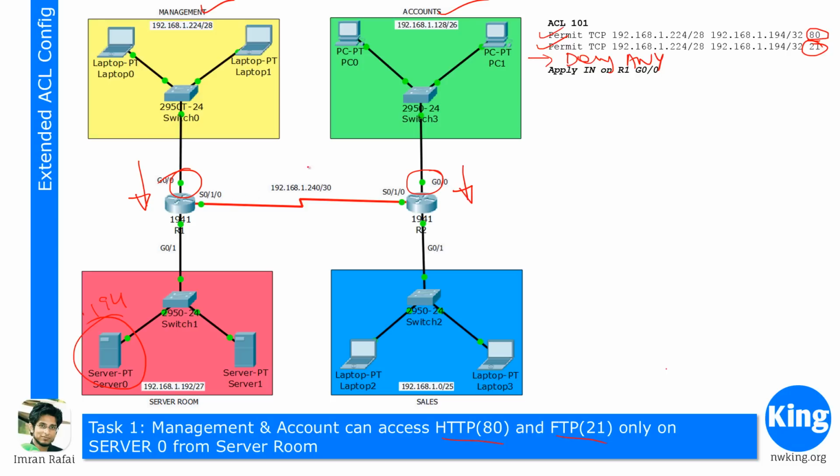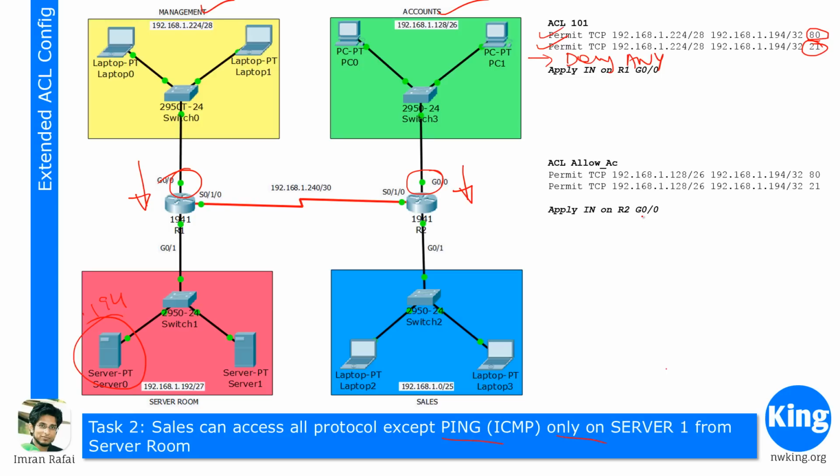Where do we apply this? We apply this in R1, in the in direction on R1's G0/0, which is here. Next, to do the same thing for accounts, because we need to do it for management and accounts, we do the same thing, port 80 and port 21, going from the whole network of 128, which is the accounts network, applying on the in interface of R2's G0/0. That completes our task 1.